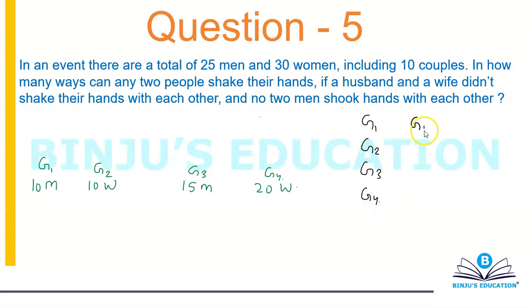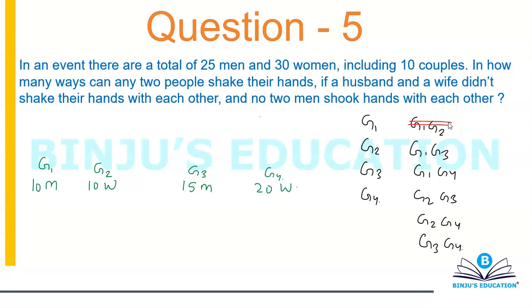Alright, what else can we have? I can have G1, G2, that is, people in group 1 shaking hands with people in group 2. I can have G1, G3. I can have G1, G4. I can have G2, G3. I can have G2, G4, and I can have G3, G4. These are the only possibilities. Now let's see what we can't have. A husband and a wife are not allowed to shake hands, so G1, G2 is out.